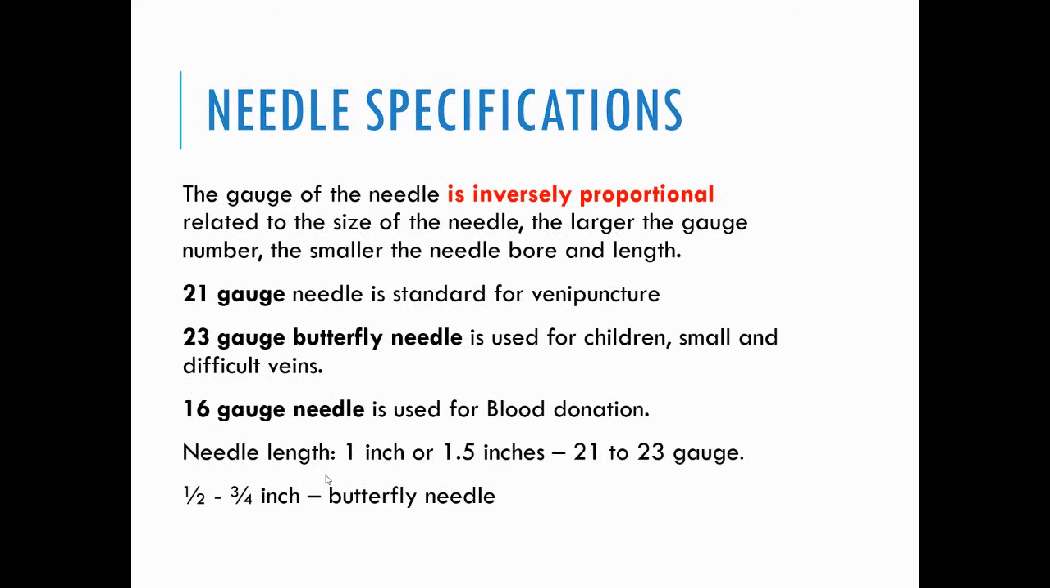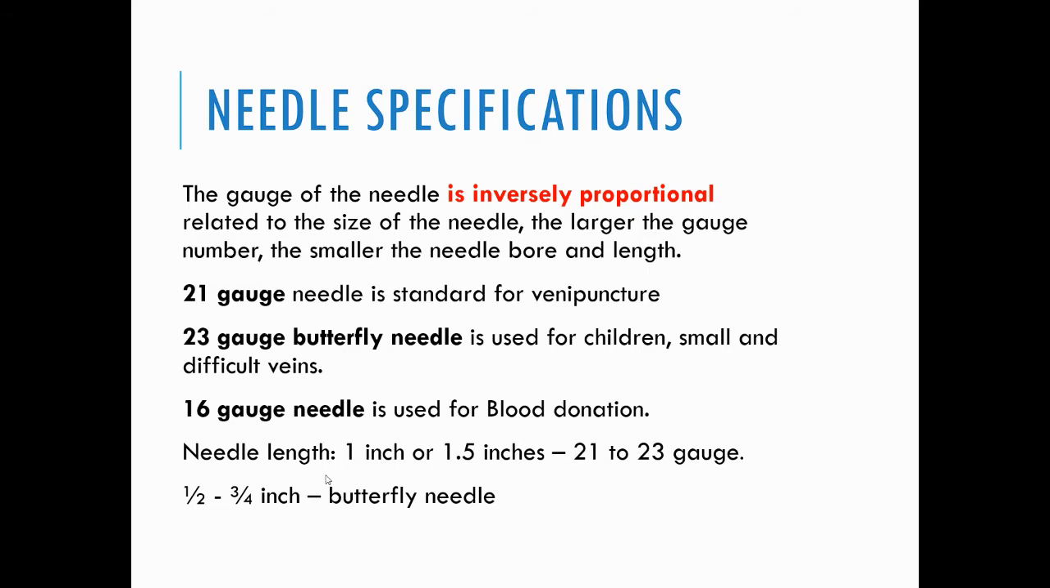Needle specifications. The gauge of the needle is inversely proportional to the size of the needle. So the bigger the gauge, the smaller the needle bore. The 21 is intended for venipuncture. The 23 is usually used for butterfly needles, for children and also for small and difficult veins, because their veins are smaller so you use a smaller needle bore. And the 16 is for blood donation.